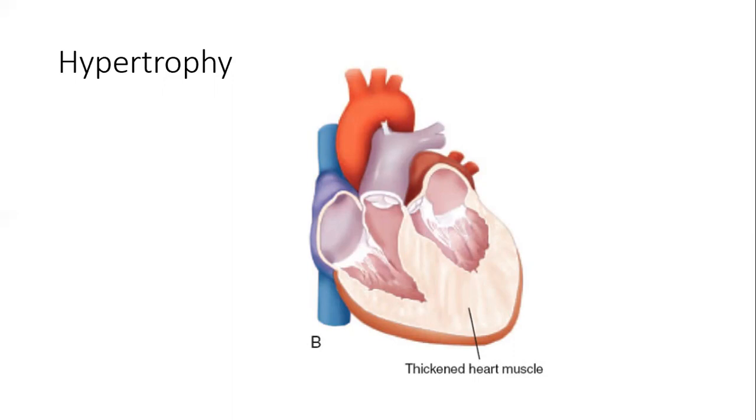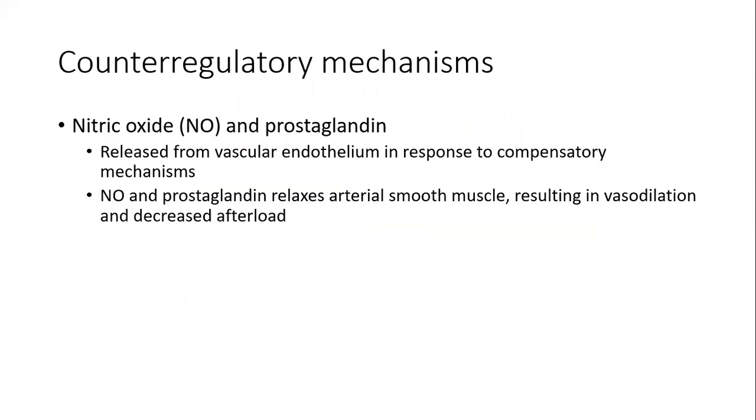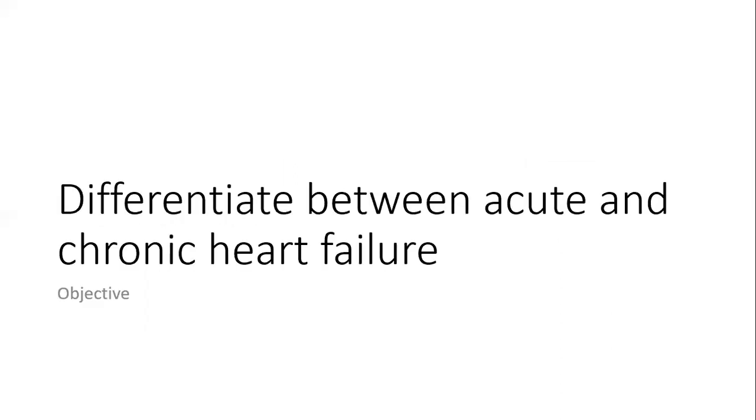You get thickened heart muscle. And so you can have a case where the heart muscle can get flabby and dilated, and that is what enlarged ventricles look like, and they just kind of get stretched out. Or you can have thickened heart muscle that is less compliant and stretchy. So counter-regulatory mechanisms continued. Nitric oxide and prostaglandin also play a role in acting on the vascular endothelium, and they relax arterial smooth muscle and result in vasodilation and decreased afterload. That's what the intent is.